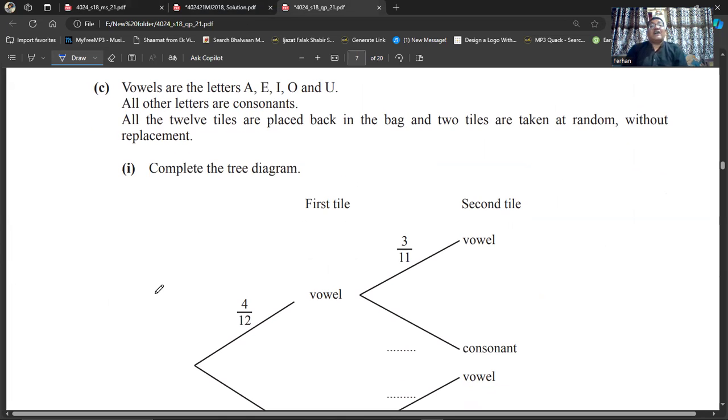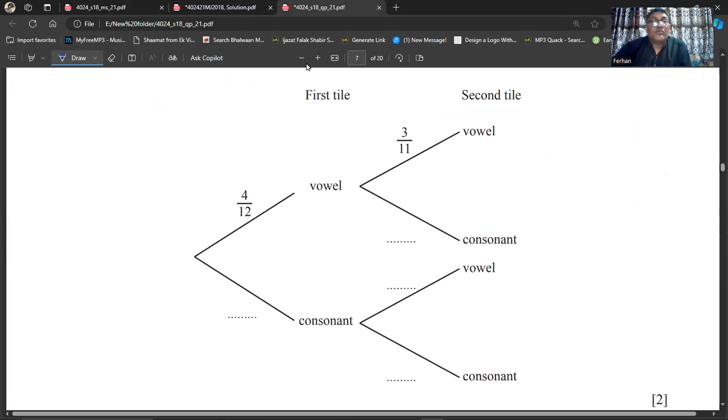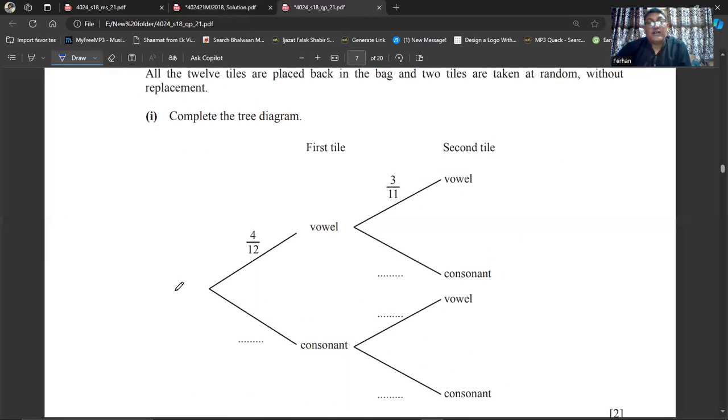All other letters are consonants. All the 12 tiles are placed back in the bag, and 2 tiles are taken at random without replacement. Complete the tree diagram. Because there are 12 total tiles, if there are 4 vowels, then the consonants are obviously 8. So this is 8 by 12.